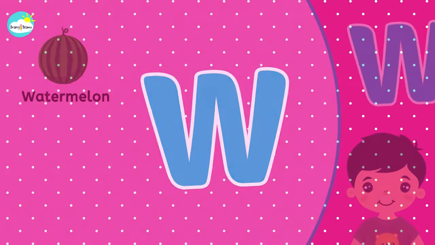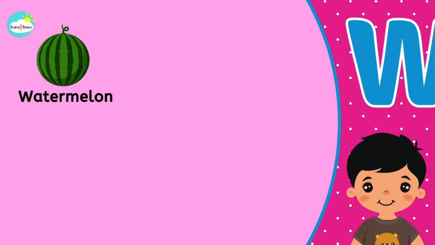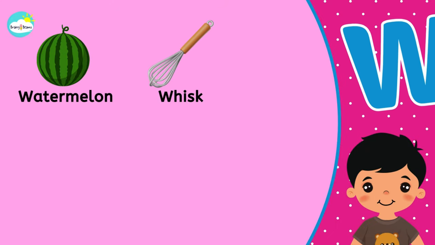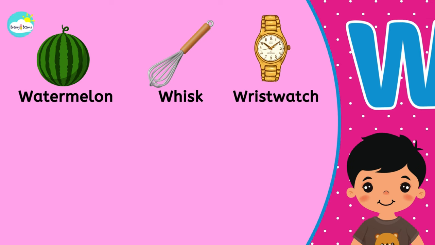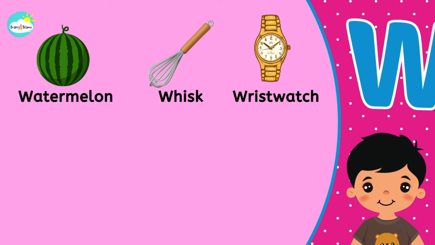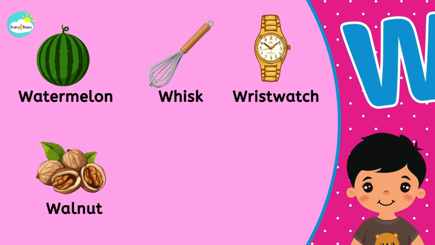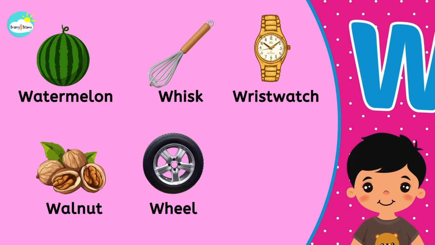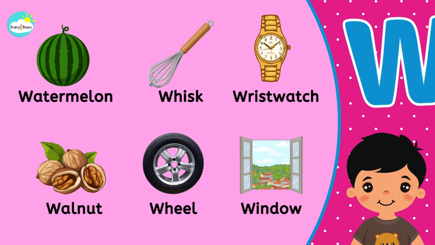W. W is for watermelon. W is for whisk. W is for wristwatch. W is for walnut. W is for wheel. W is for window.